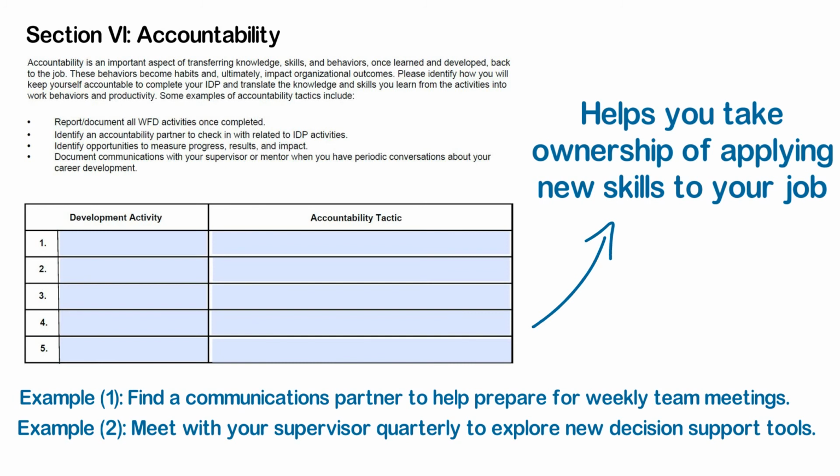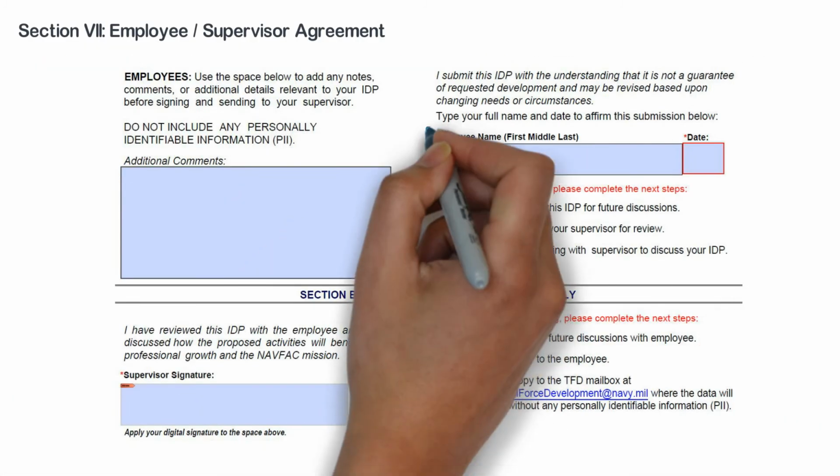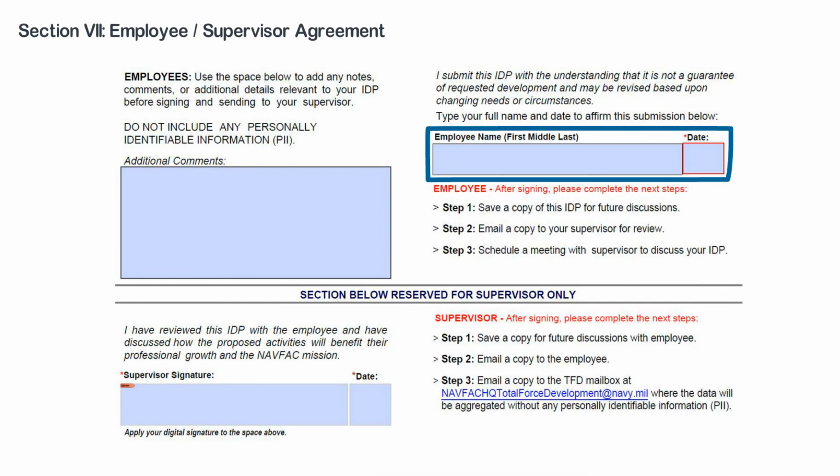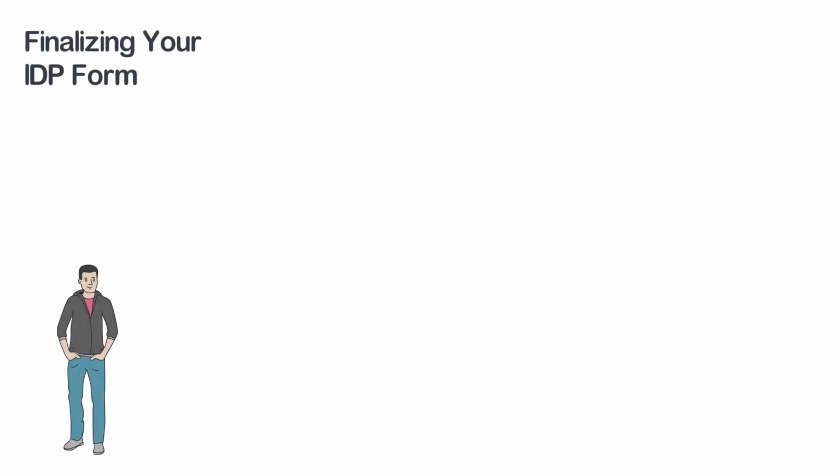Section 7 is where you apply your signature and provide any final thoughts you want to share with your supervisor. Andre and Jackie are done.